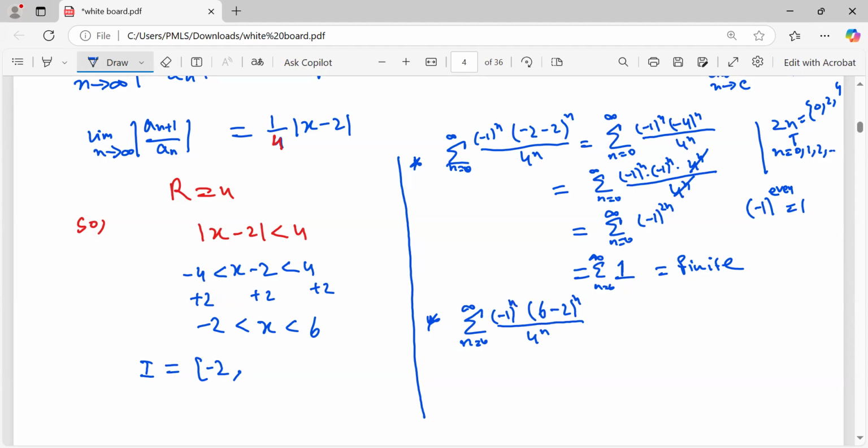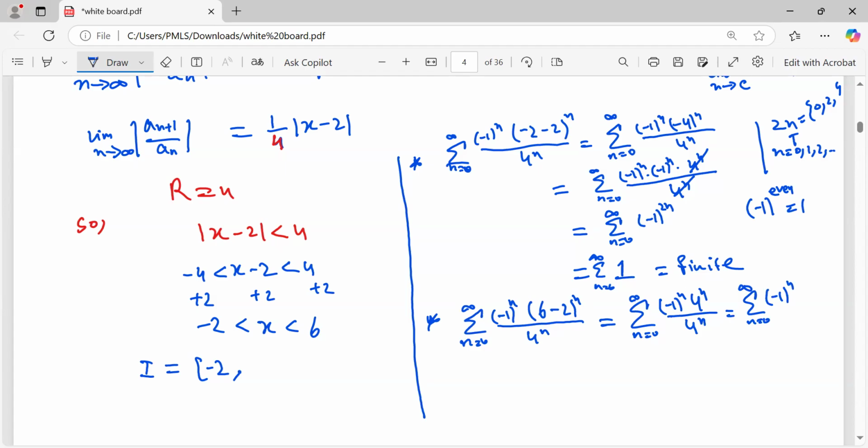And here is the sum from n equals 0 to infinity. When we simplify this, it will become the sum from n equals 0 to infinity of minus 1 raised to power n, and 6 minus 2 will be equal to 4, so 4 raised to power n divided by 4 raised to power n, both will be cancelled out. We will get the sum from n equals 0 to infinity of minus 1 raised to power n. So this is an alternating series, right?